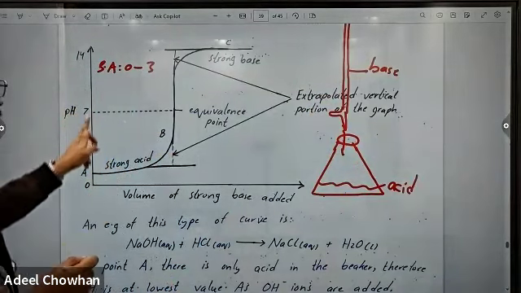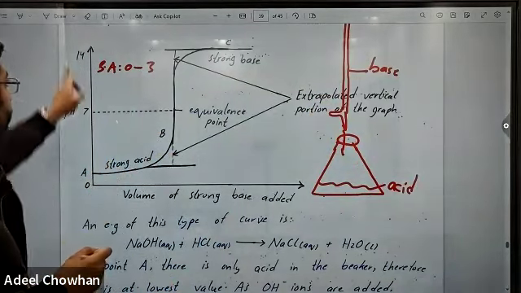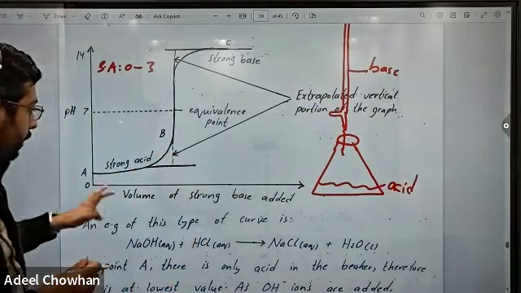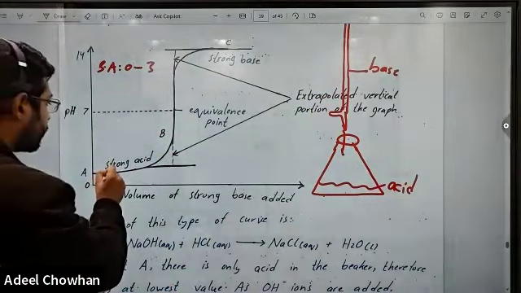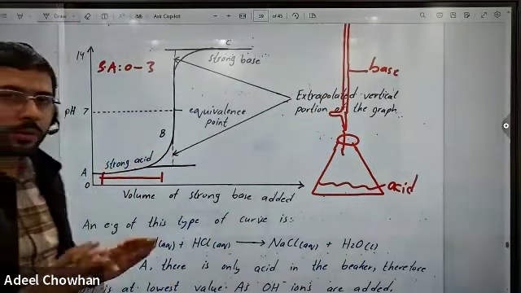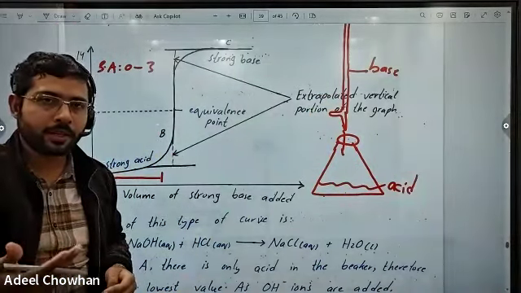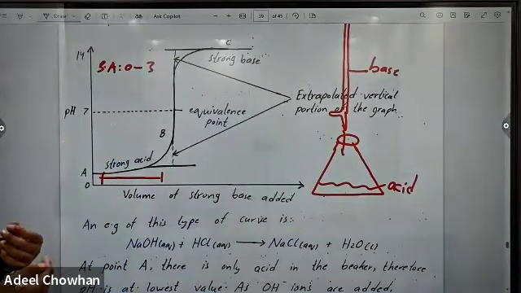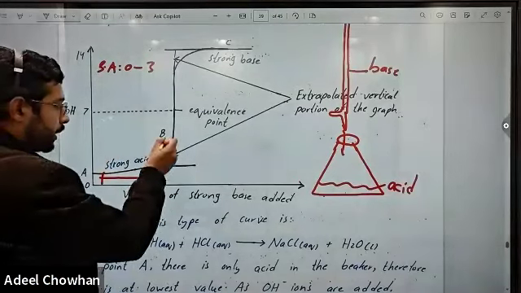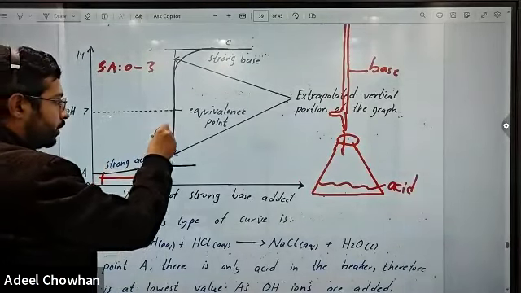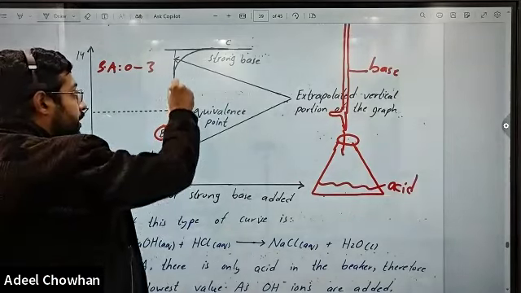Why is it moving upward? Because the pH value is increasing along the y-axis, so the values start increasing. But there is a kind of steady growth at this point. It is increasing, but not at a rapid pace. Instead, it is slowly and gradually, steadily moving upward. But at one particular point, labeled as B, there is a drastic increase.